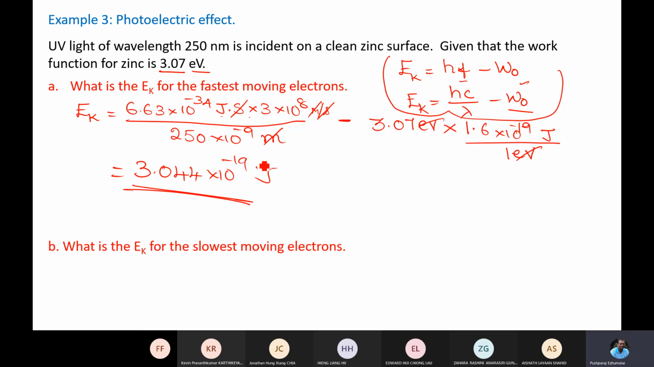Now, what is the kinetic energy for the slowest moving electron? Slowest moving means velocity is 0. So velocity is 0 means kinetic energy is almost 0. Slow moving means not moving. That means velocity is 0. So kinetic energy is 0.